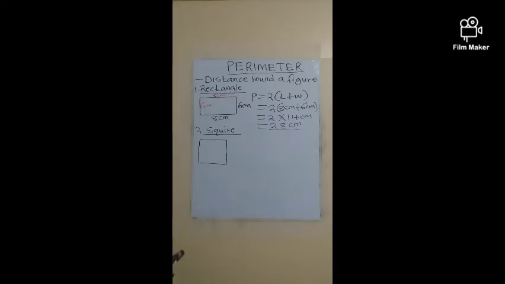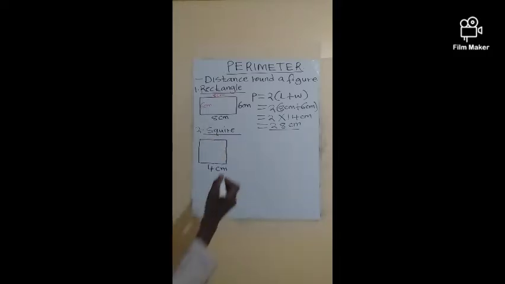We move to the perimeter of a square. We say that perimeter is the distance around a figure, and the dimension here is 4 centimeters. We know that a square has 4 equal sides, meaning if this side is 4 centimeters, this one is 4 centimeters, this one is 4 centimeters, and this one is 4 centimeters. So the perimeter is going to be 4 plus 4 plus 4 plus 4.